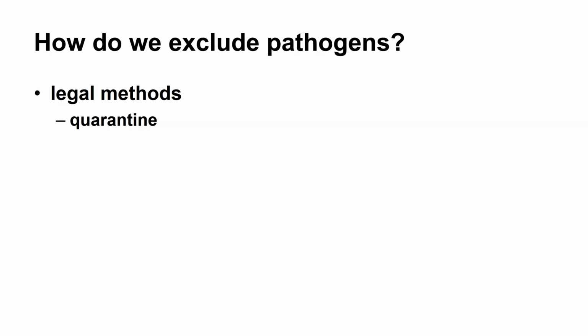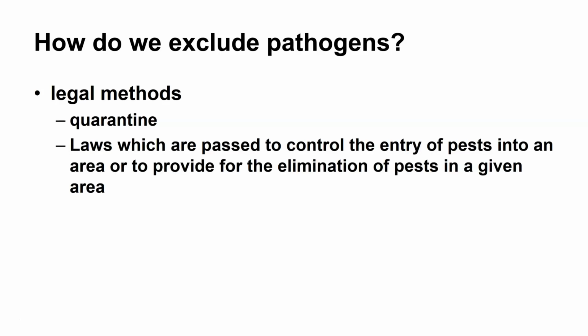We have quarantines, which are a type of legal method. Quarantines basically are laws which are passed to control the entry of pests into an area or to provide for the elimination of pests in a given area. We exclude pathogens. Citrus canker is a good example.